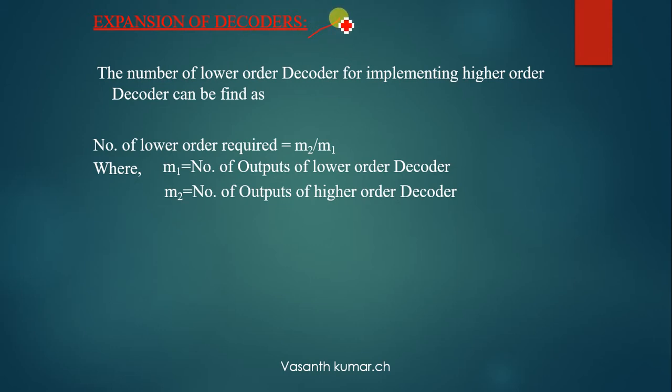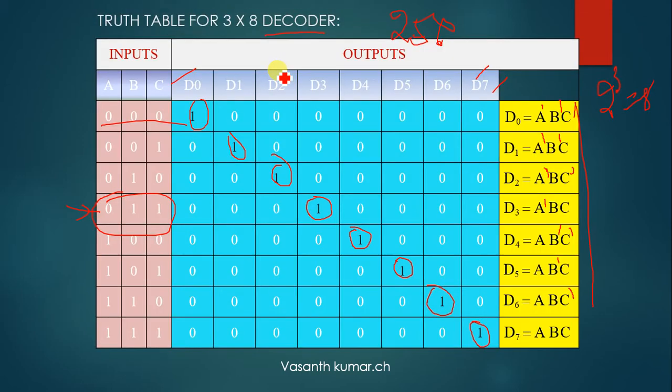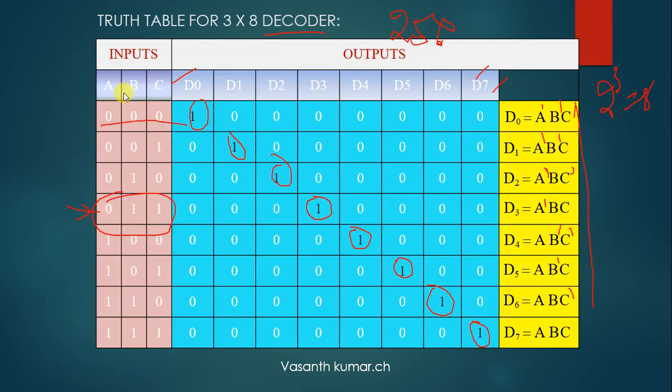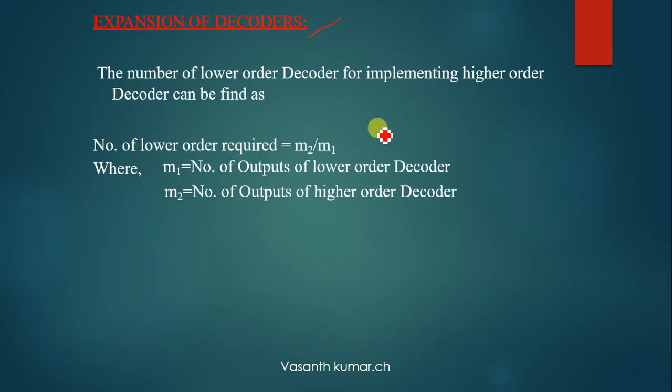If you don't have a 3 to 8 decoder, how do you get a 3 to 8 decoder from 2 to 4 line decoders? You are basically cascading them. For the lower order requirement it is M2 by M1. For example, we are using 2 to 4 decoders to obtain one 3 to 8 decoder, right?